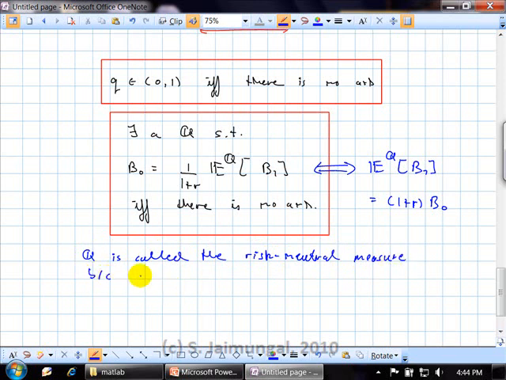Because, remember, nothing special about B, all traded assets, they have to be traded, right? Grow at the risk-free rate under the risk-neutral measure.